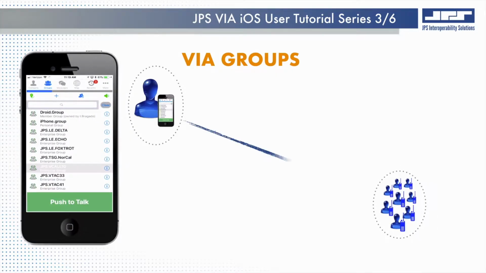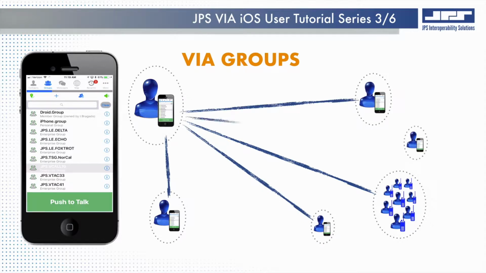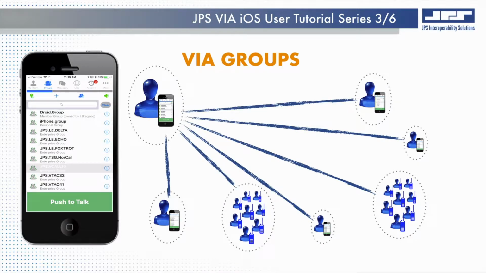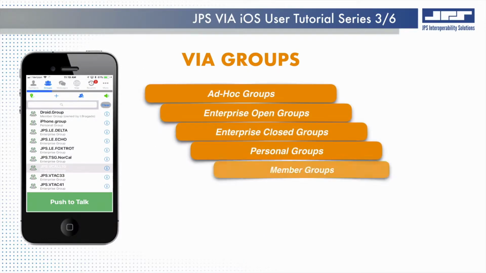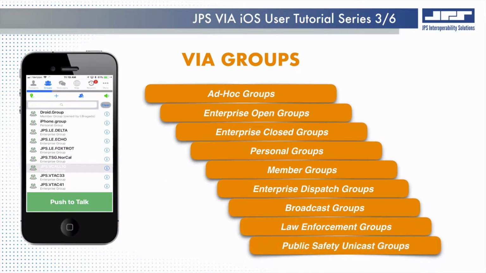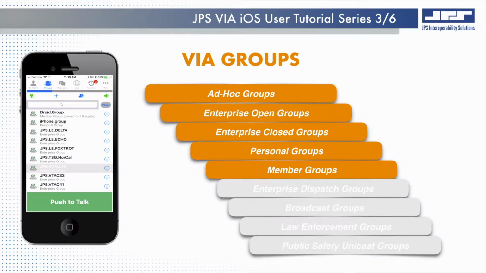A VIA group consists of a combination of individual VIA users and radio channels or talk groups. These can be predefined groups as well as self-administered personal groups of users within an organization, team, or a crew. There are 9 VIA group types that are available in VIA, and in this episode we'll discuss 5 of those 9 VIA group types. Other specialized groups will be discussed in a later episode.